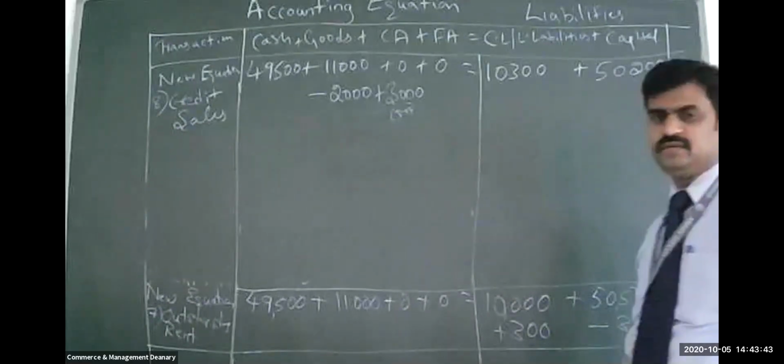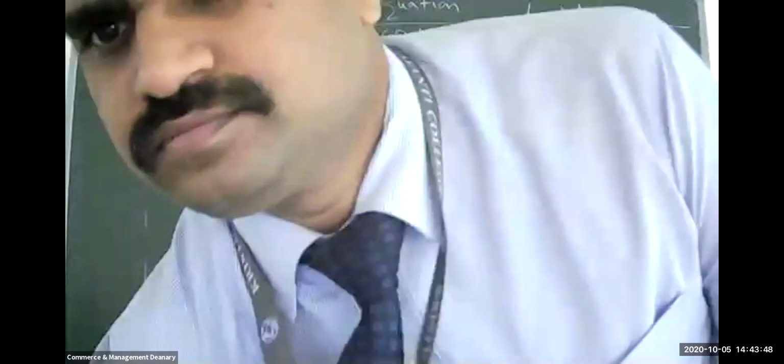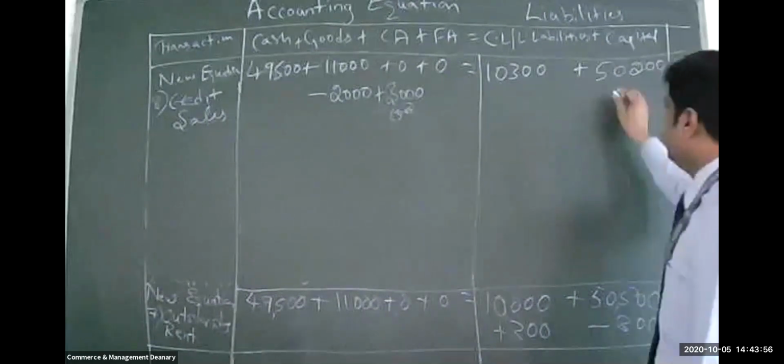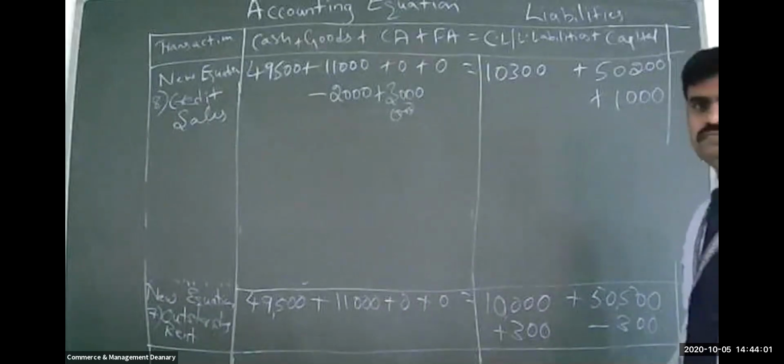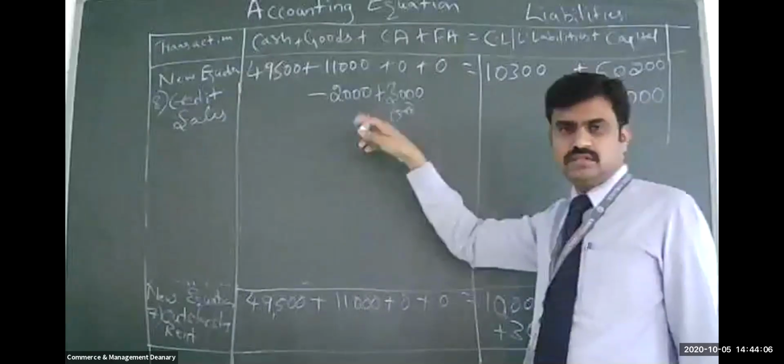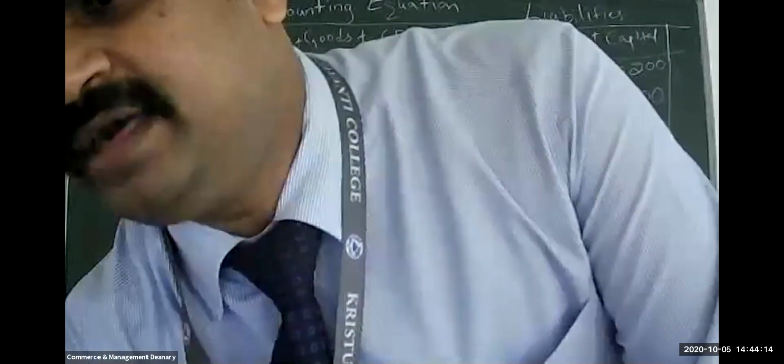1,000. How will you write that 1,000? Add it to capital. Why do you have to add it to capital? Because we receive a profit. Profit or loss goes to the owner. What is the profit? You have to add 1,000. If it is loss, what will you do? Deduct from the owner's capital. So for loss, deduct from capital. If it is profit, you have to add. If it is loss, you have to deduct.